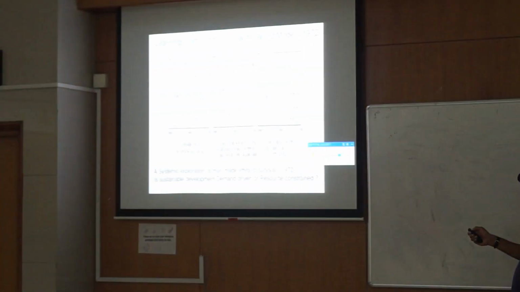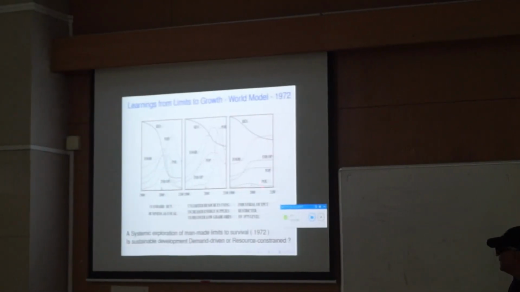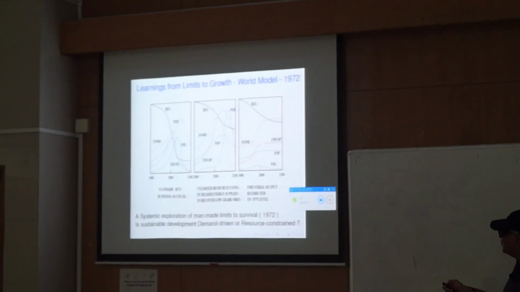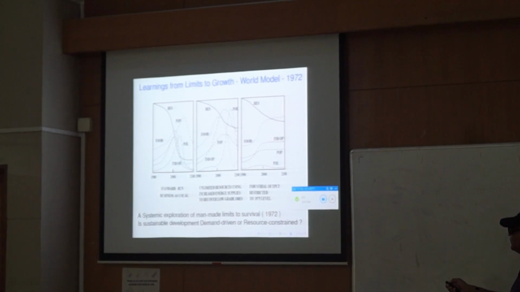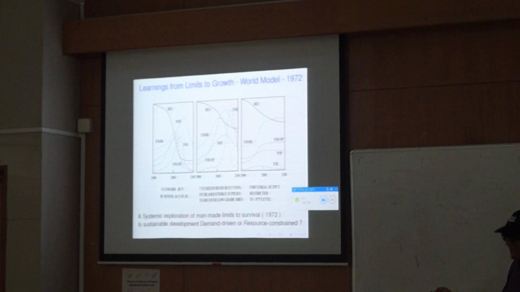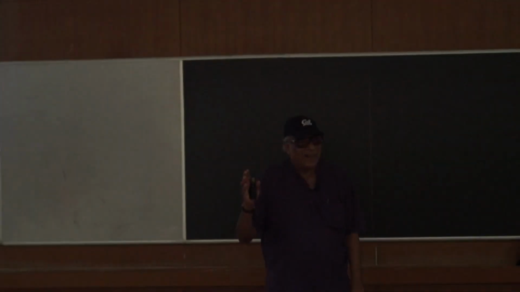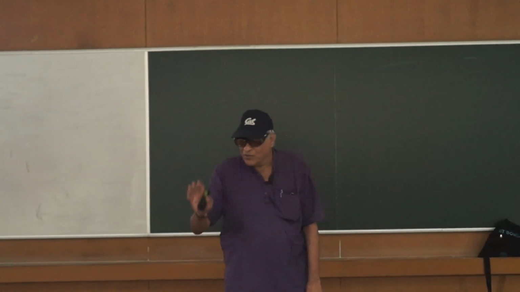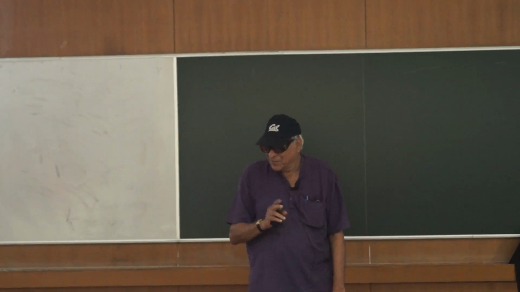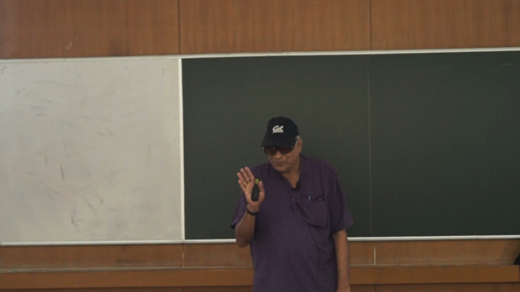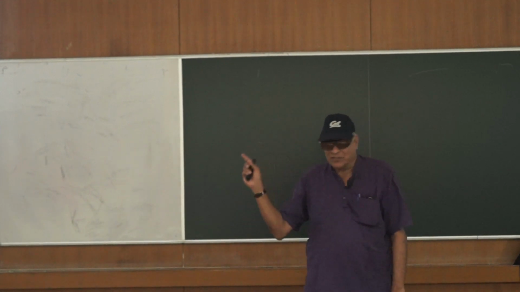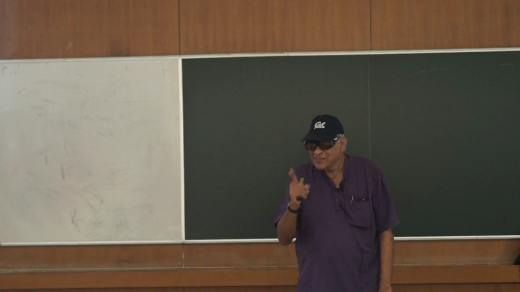Food per capita will rise. Industrial output will stabilize at this 1975 level. Population will be less than this, and pollution will be almost negative. So the main culprit, according to the world model, is industrial output. If you believe this.